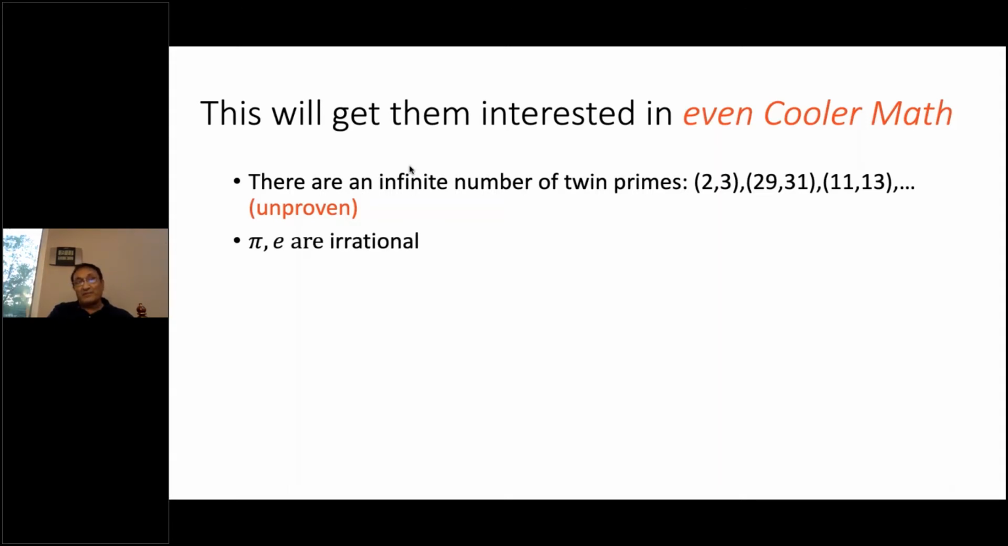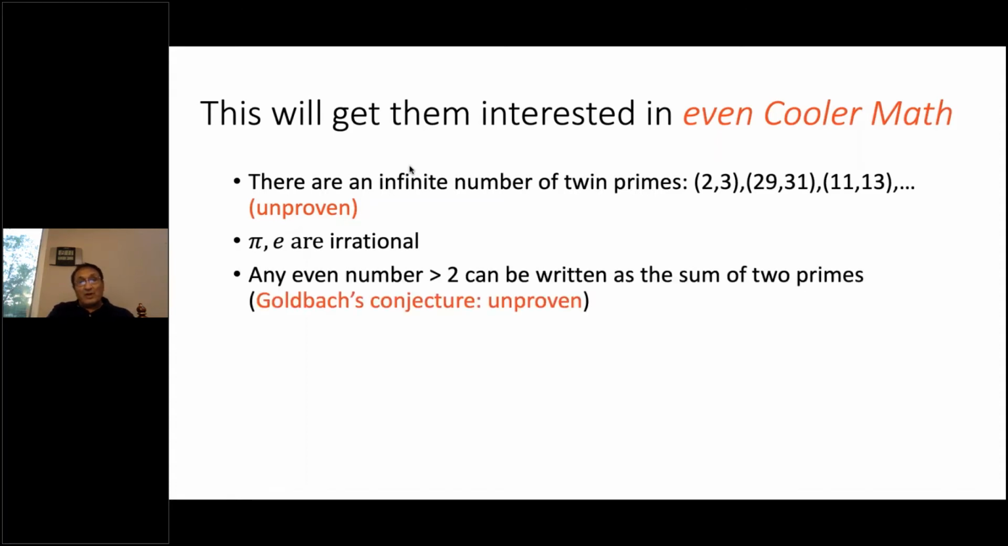Pi and e are irrational. That means they cannot be expressed as solutions to any algebraic equation with integer coefficients. This has, of course, been proved. Here's another one, which is easy to state. It says that any even number greater than 2 can be written as the sum of 2 primes. This is called Goldbach's conjecture, and it is unproven.